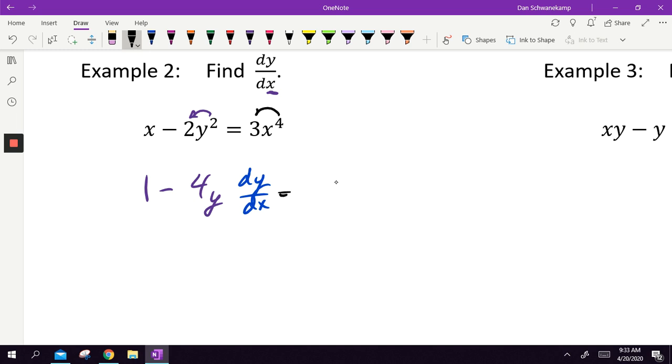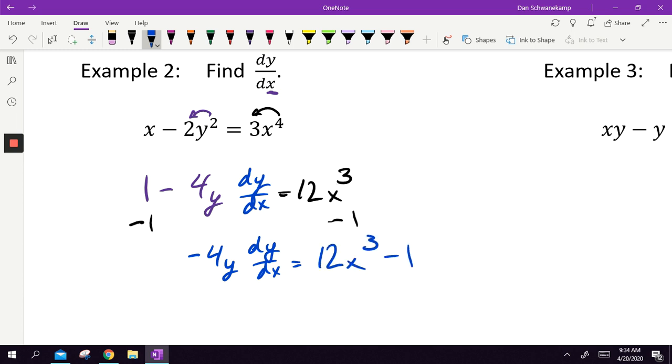3x to the 4th, all right, I'm going to multiply by 4, x cubed, and then technically I would write dx/dx, not going to. Boom, there's my answer. I'm getting dy/dx by itself, so if I'm doing that, order of operations in reverse, I'm going to subtract 1, subtract 1. So I get negative 4y, dy over dx is equal to 12x cubed minus 1.